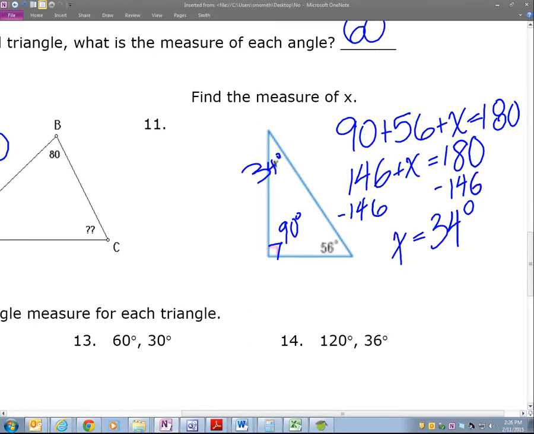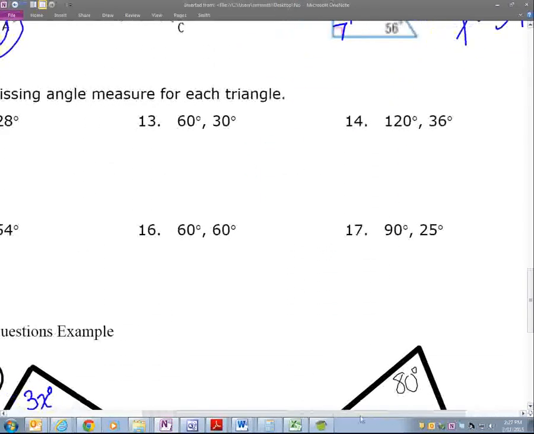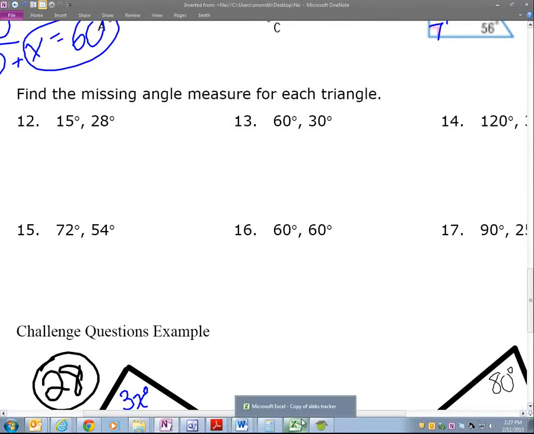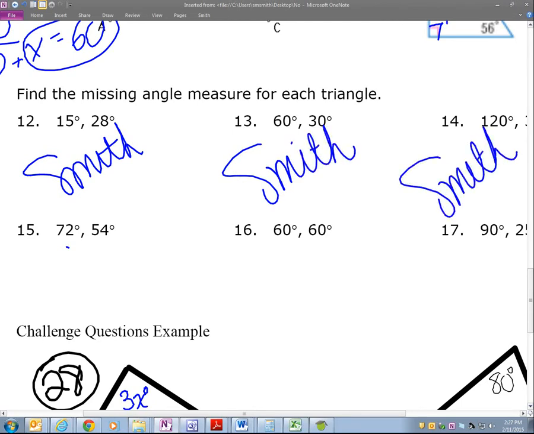Okay. All right, just so we know how to do these, we're going to do one of them. And by the way, if I write Smith, make sure you guys write Smith as well because I mark you off if you should have written Smith and you didn't. Okay.